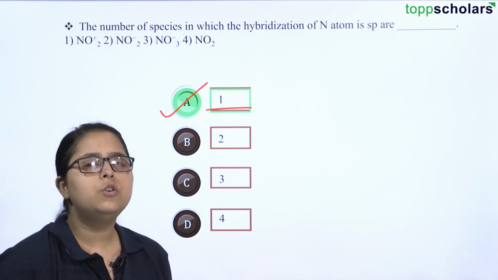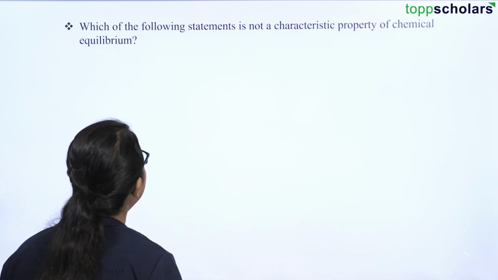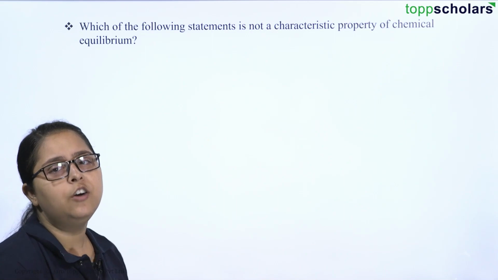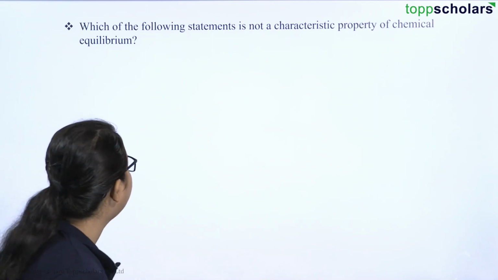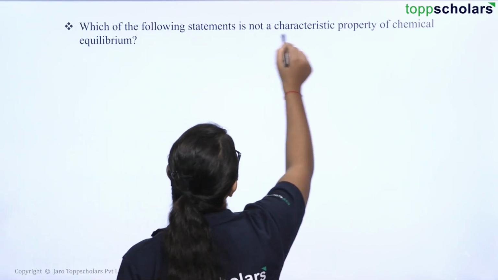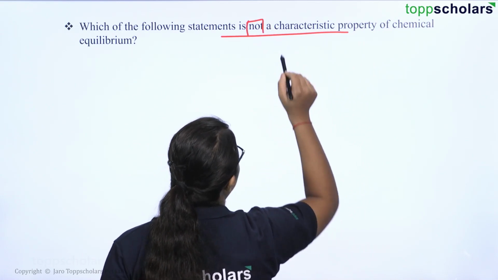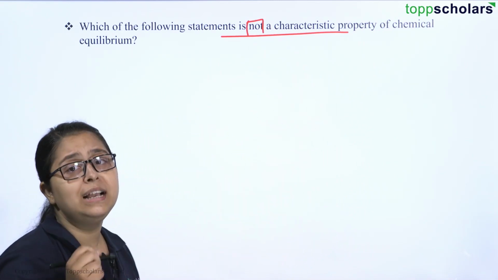Now friends, let us move on to the next question. The next question we are having is about the chemical equilibrium. Again, a very important topic with respect to your exam. It says which of the following statement is not a characteristic property of chemical equilibrium.